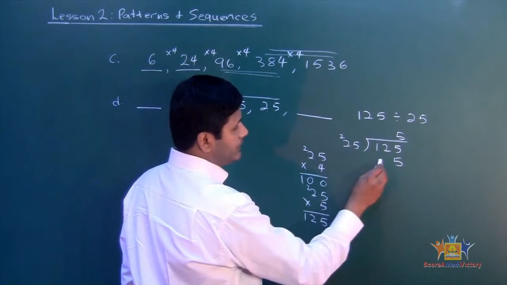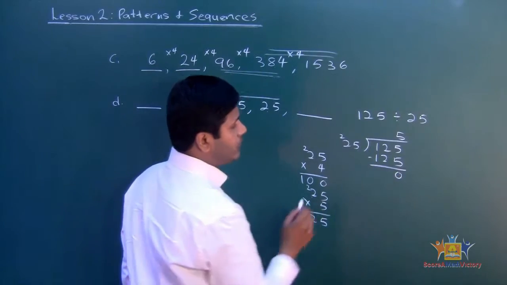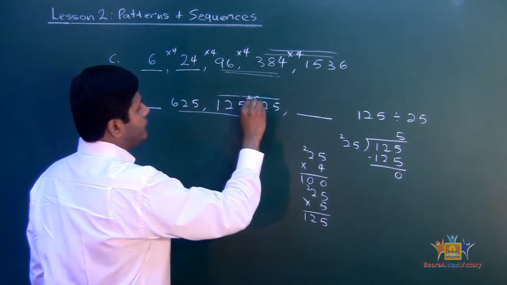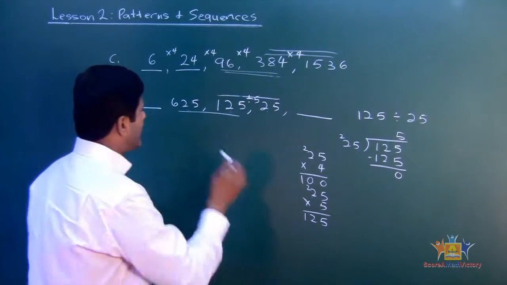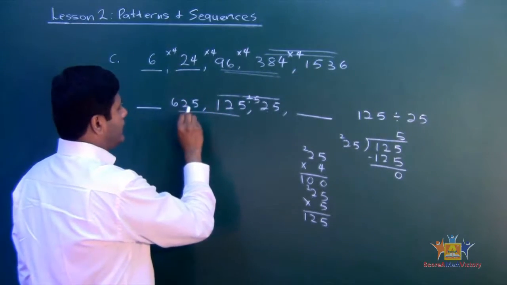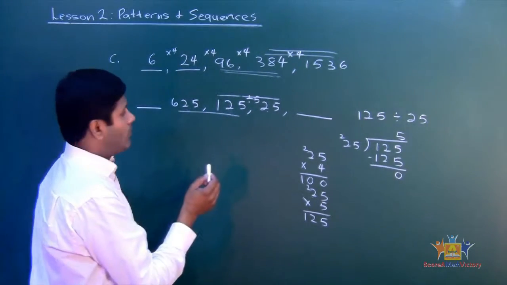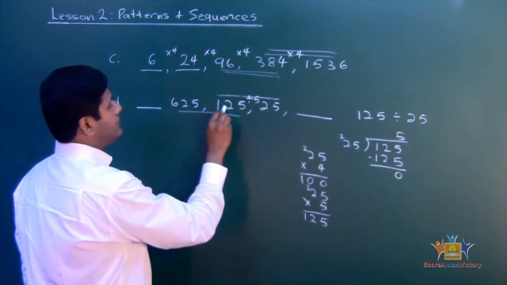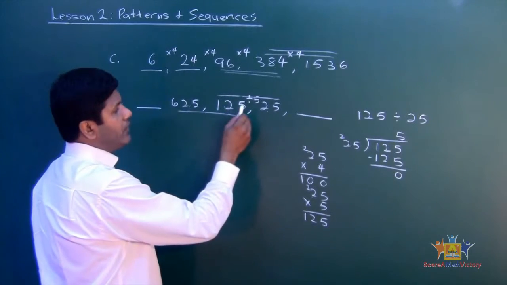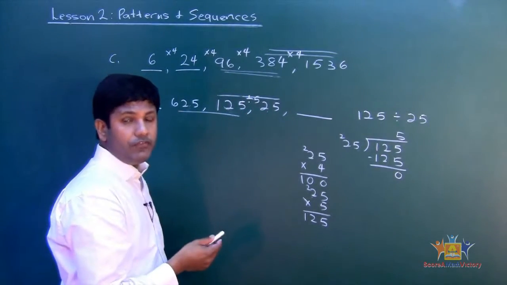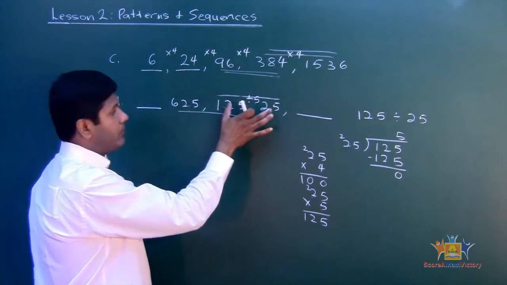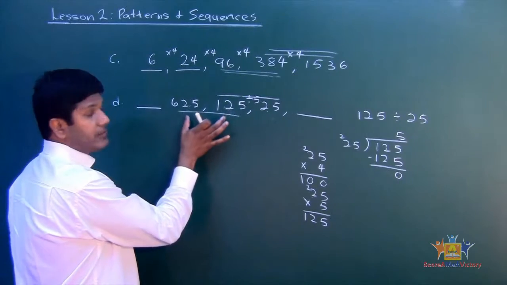5 times 2 is 10, plus 2 is 12. Subtract gives me 0. Okay, so the assumption I'm making is I'm dividing it by 5. See that? So now I have to prove it also for this one. I'm going to take this divided by that, or this times 5 should give me 625. Am I right? See that? So in other words, 125 divided by 5 gives me 25. But again, we cannot be sure. That's what we just assumed from the first set. Now we've got to prove it on the second set.